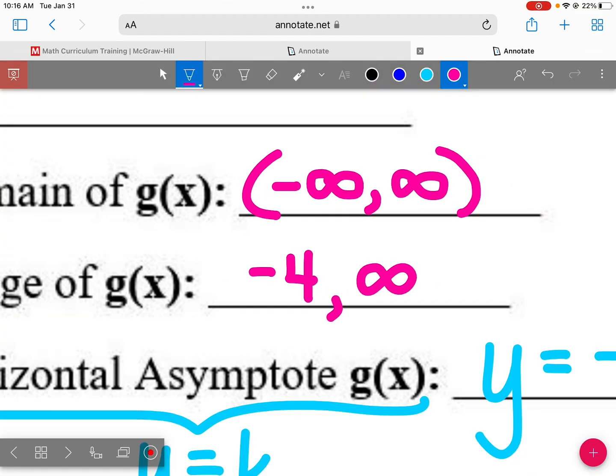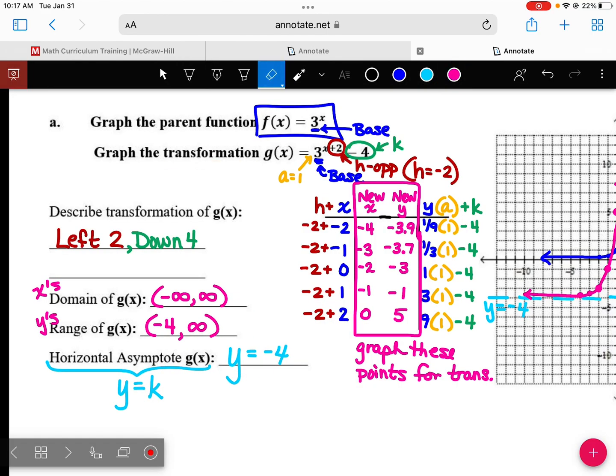Can we ever touch infinity? Can you touch infinity? No. Then I use a parenthesis here. Does it touch my asymptote? No, so I use a parenthesis there too. It does not touch the asymptote, so it gets a parenthesis. We can never touch infinity, so that also gets a parenthesis. All right, let's do the last one on this page, and then we're actually going to dig into your book a little bit.